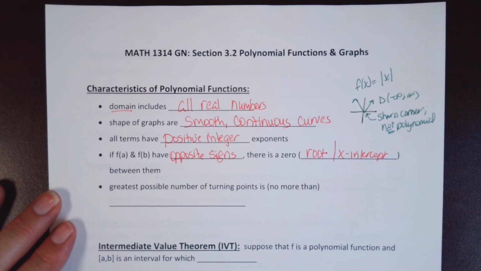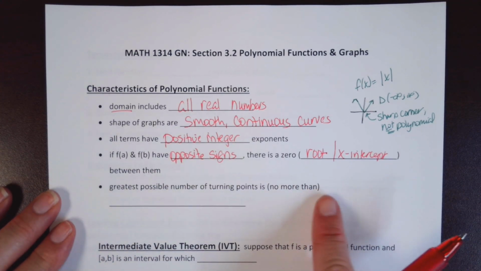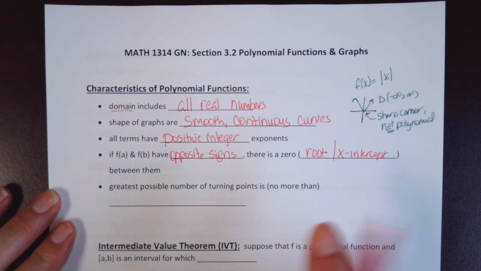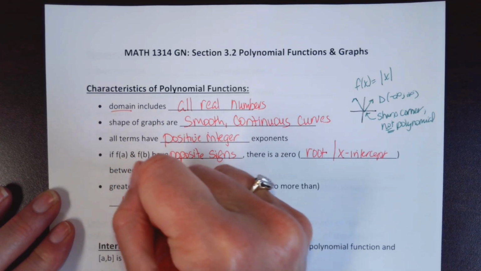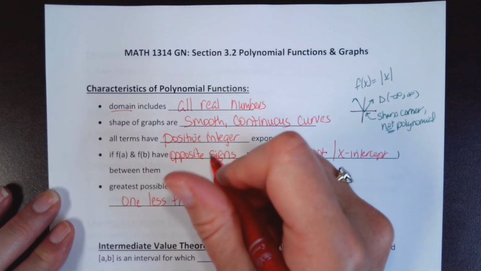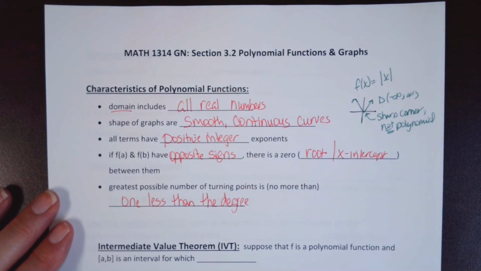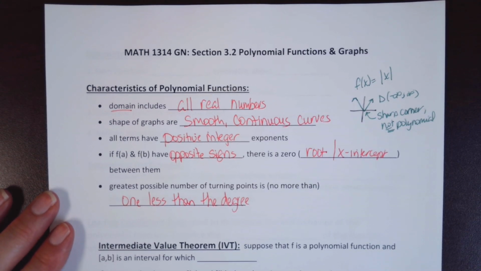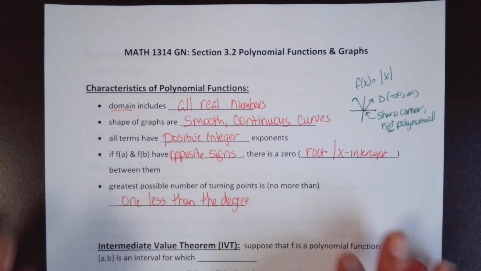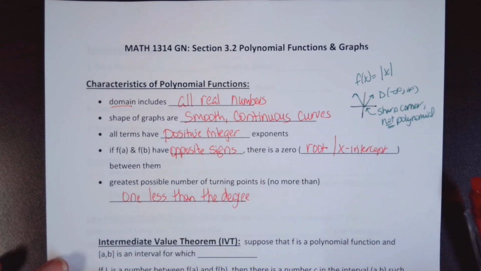And then the last of our 5 characteristics that we're going to list: the greatest possible number of turning points is no more than, or up to, 1 less than the degree. Now, what's a degree? Well, our quadratic function is second degree because the biggest exponent is a 2. Our cubic function is third degree because our biggest exponent is a 3. So the degree is the largest exponent on a term.